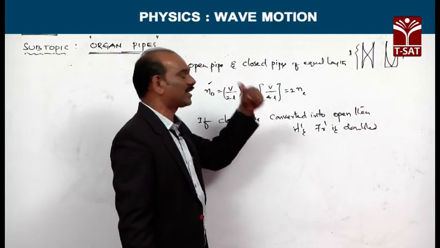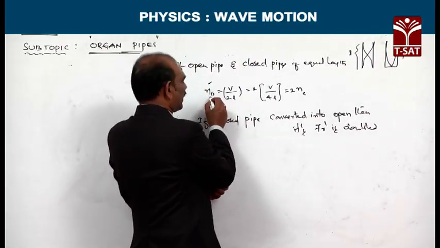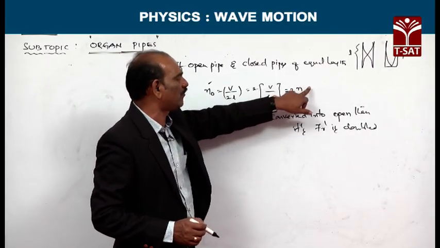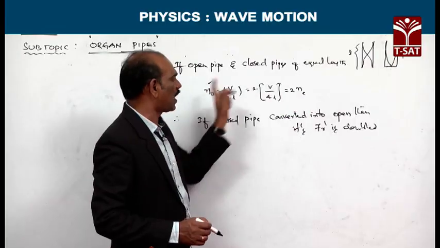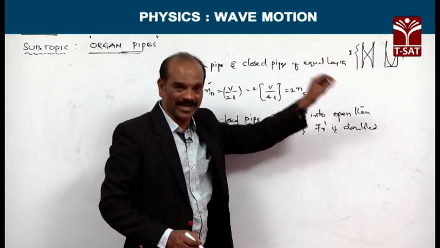Therefore, V by 4L can be replaced by the frequency of the closed pipe. Therefore, the frequency of the open pipe is equivalent to 2 times the frequency of the closed pipe. This is how open pipe and closed pipe frequencies are related when they have the same length.